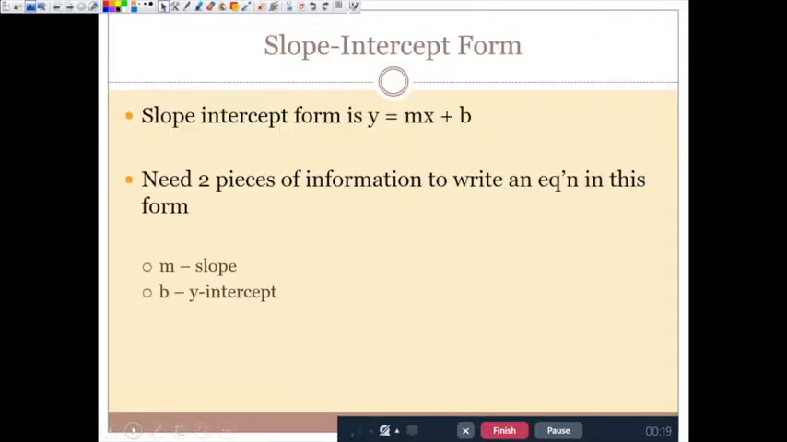So some information that you need to know. Slope-intercept form is y equals mx plus b. We need to know two pieces of information in order to write an equation in slope-intercept form. That would be the m and the b, the y-intercept. So we need to know the slope and the y-intercept.